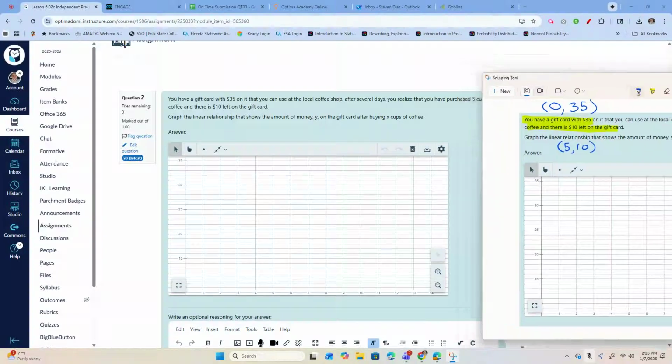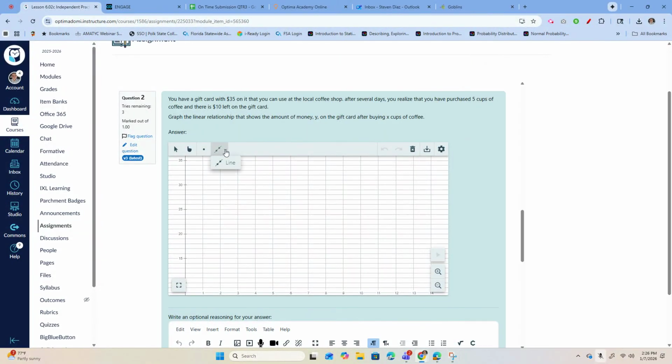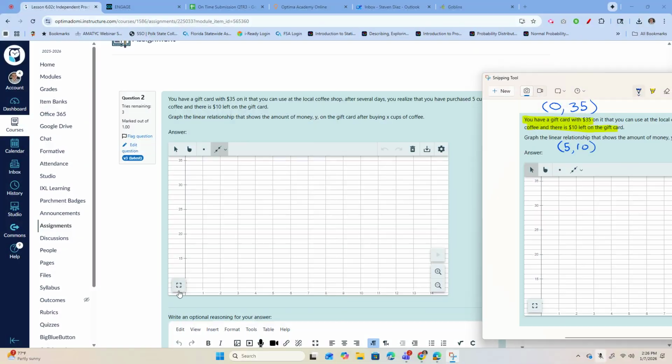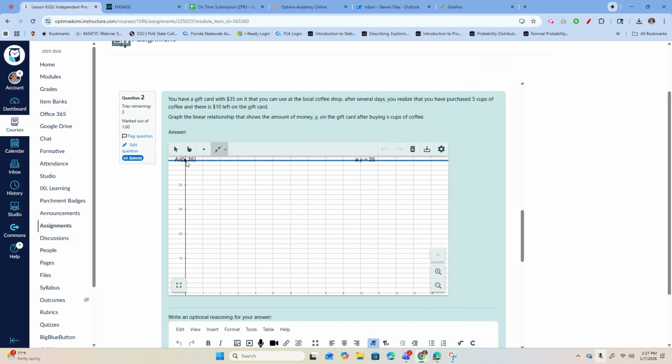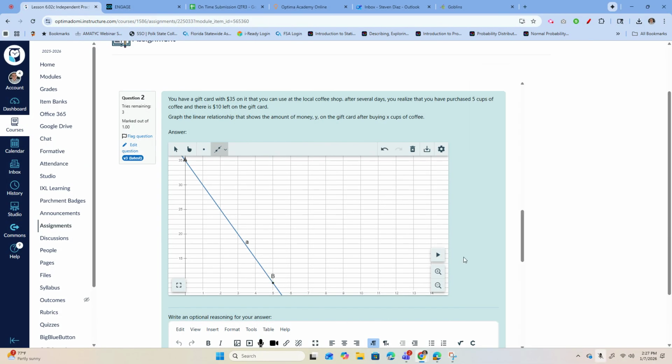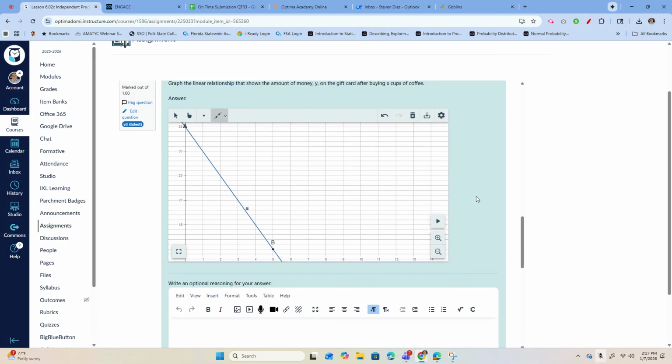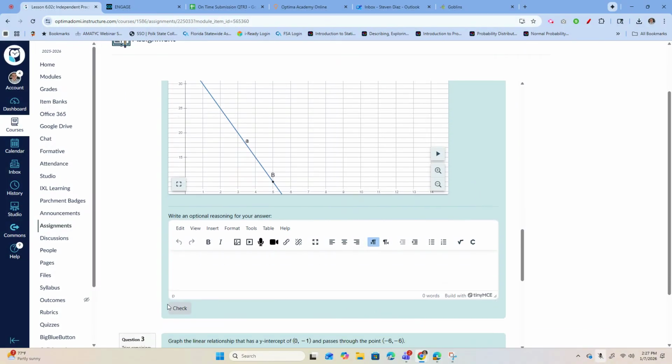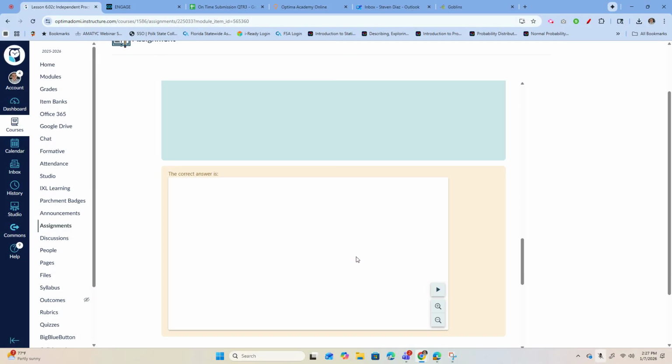That's what I'm going to do here. I'm going to click on the line tool. My first point is going to be 0, 35. So here's 0, and I'm going to go all the way to 35 right there. My second point is 5, 10. So I'm going to look for 5 here, and I'm going to go up to 10 there. Okay, and that's it. That's the whole idea. This whole problem is giving you 2 points. To draw a line, you always need 2 points. And you can see I'm done.